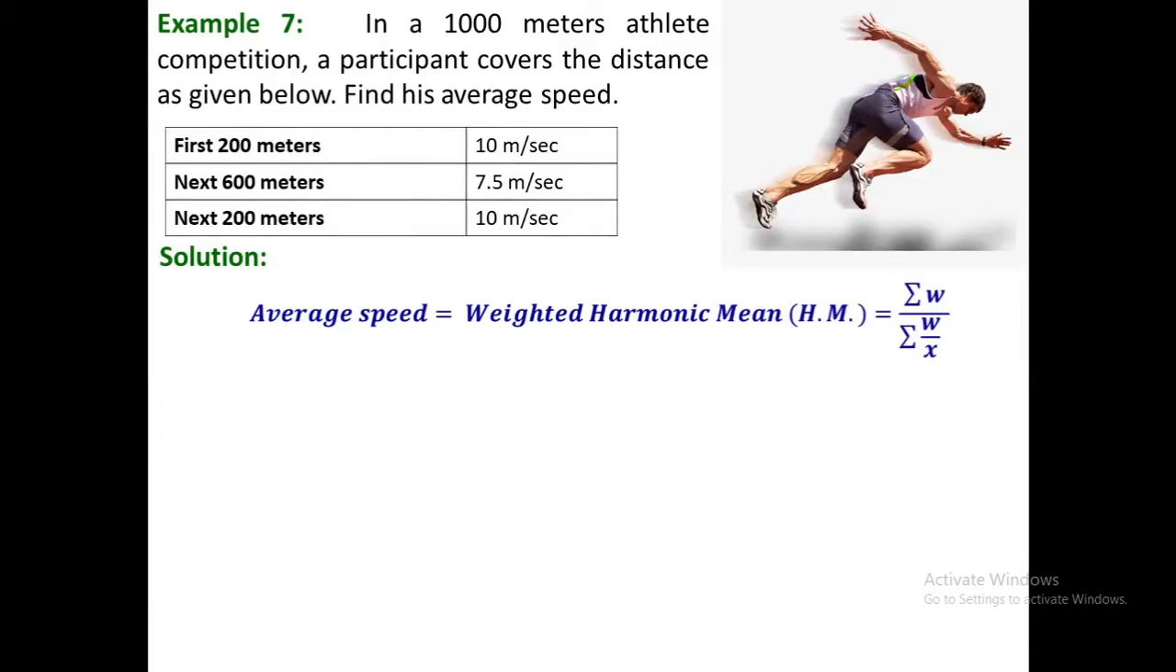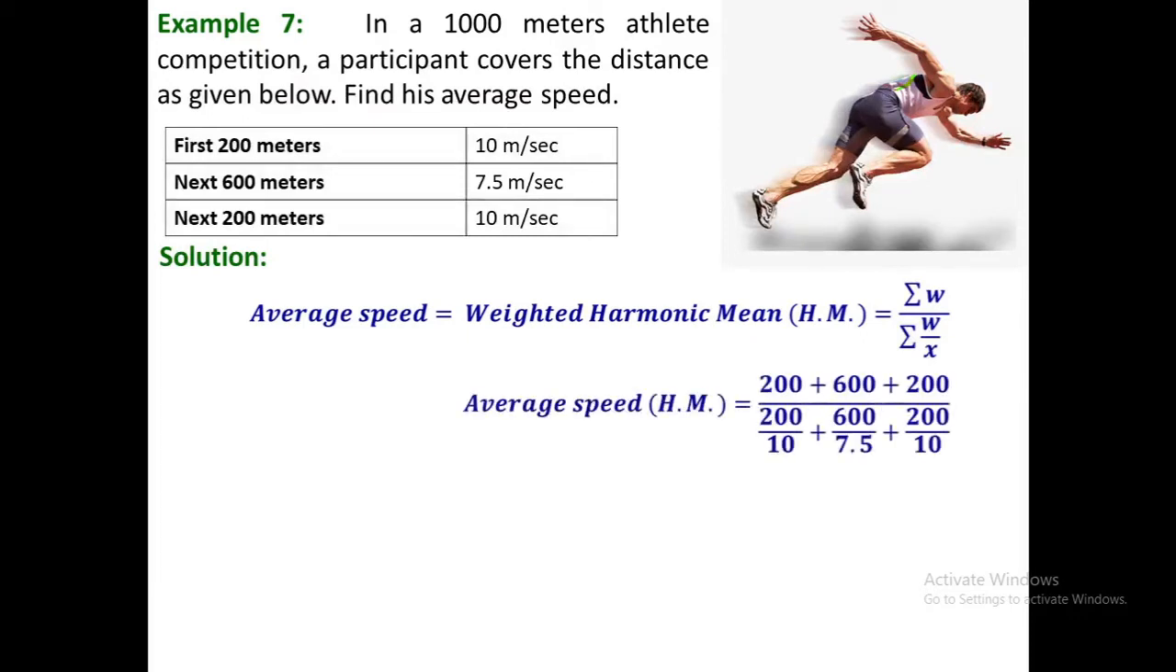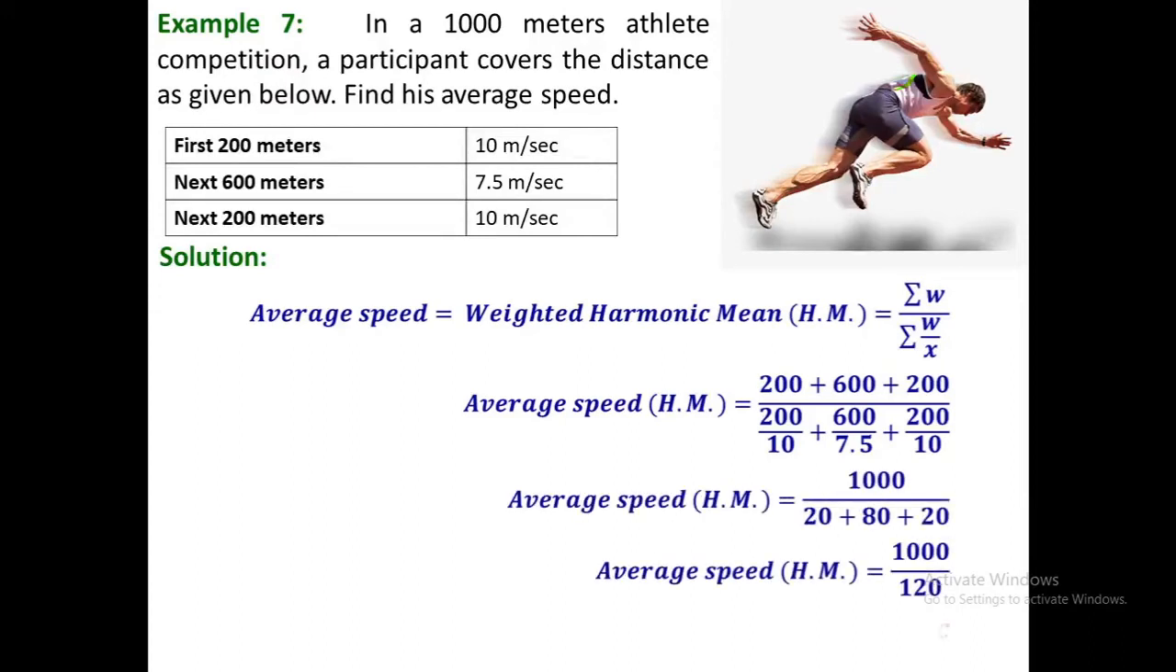Average speed equals weighted harmonic mean, or summation W over X. After putting the values of different speeds in this formula, we can calculate that the average speed of the athlete in this data set is 8.33 meters per second.